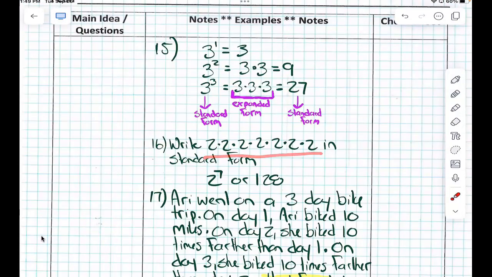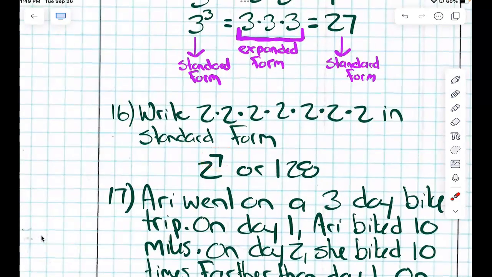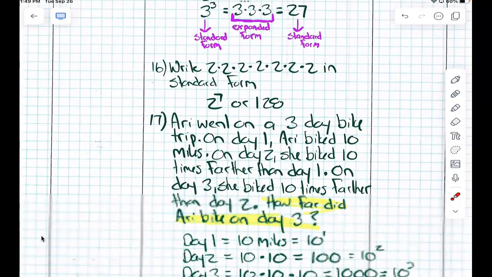2 times 2 times 2 times 2 times 2 times 2 times 2. How many times did I multiply 2? 7 times. So that exponent is saying multiply the 2 7 times, right?